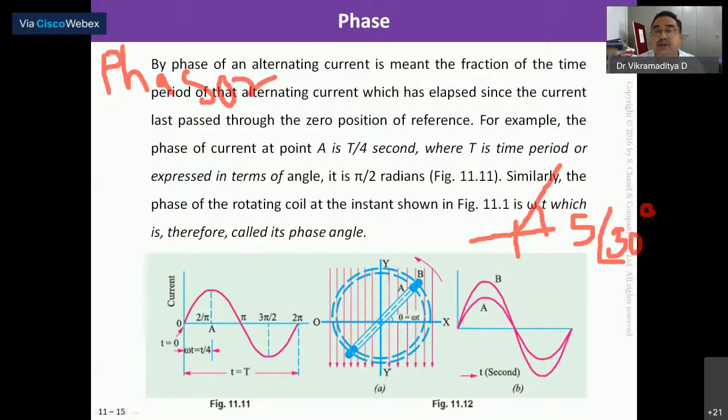If you have any doubt regarding this, please write in the chat box. I am ready to reply. Please write in the chat box if you haven't understand phase.